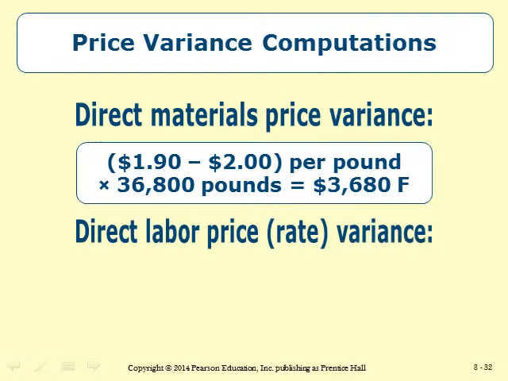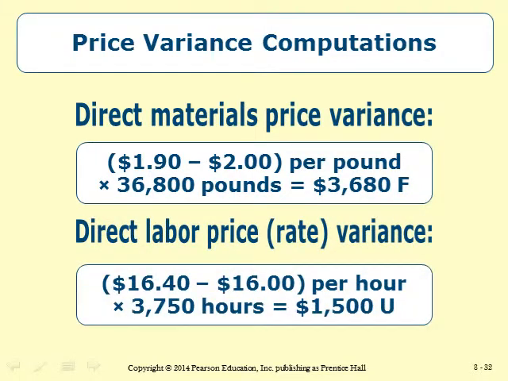And so if we look at the direct materials price variance, we see we have a favorable variance there of $3,680. And we get to that price variance for direct materials by taking the actual price minus the standard price times the actual quantity. If we look at the direct labor price variance, we see that we have a $1,500 unfavorable price variance there, and that's calculated by using the actual price, which is $16.40, minus the standard price of $16 times the actual quantity used of 3,750 hours.